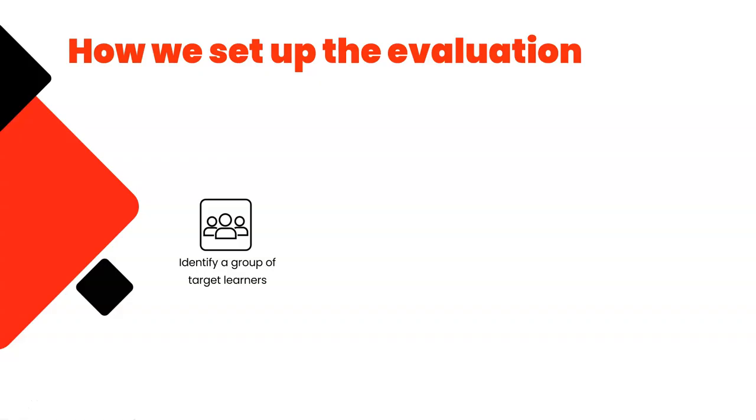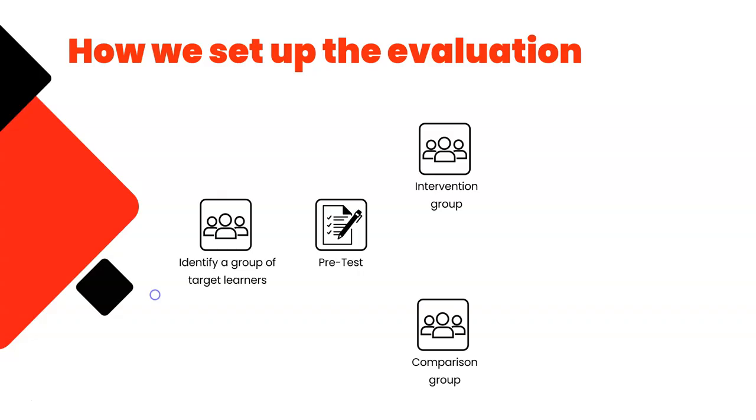The first thing we ask you to do is identify a group of target learners. You will then complete the pre-assessment test with all the learners and then input the data into the What Word Teachers platform. The platform will then randomly allocate these into an intervention and comparison group.